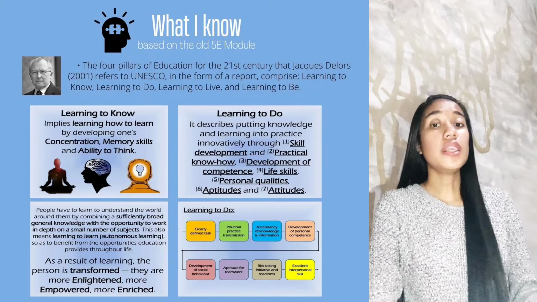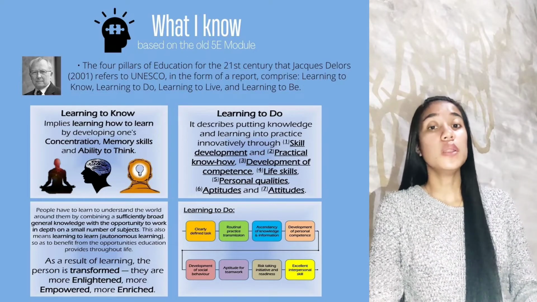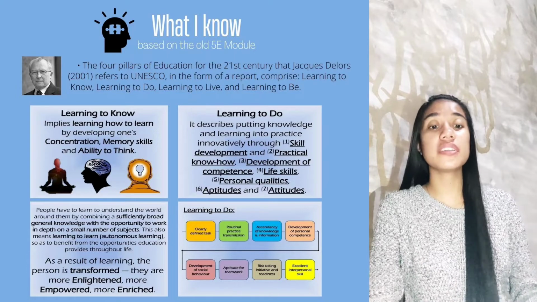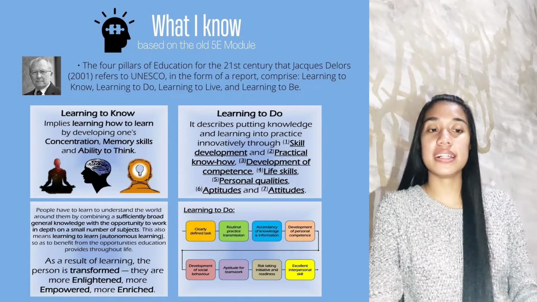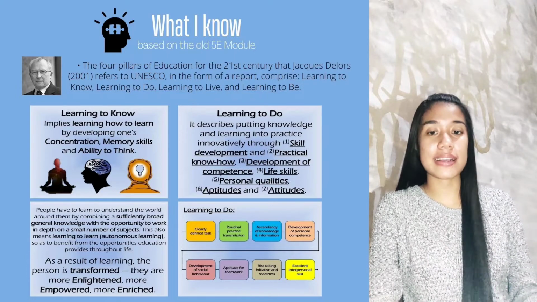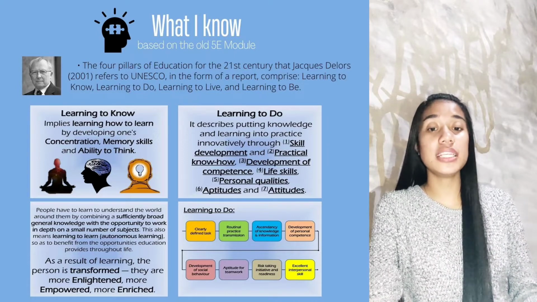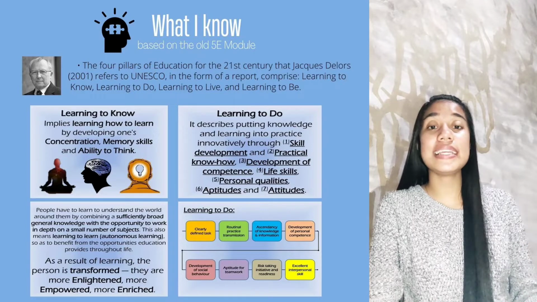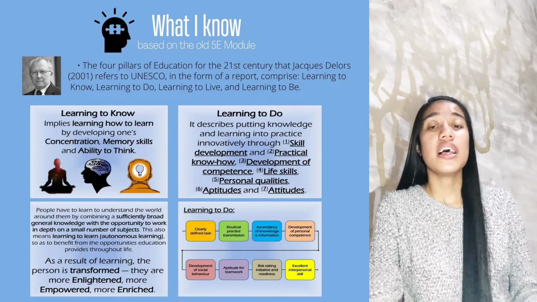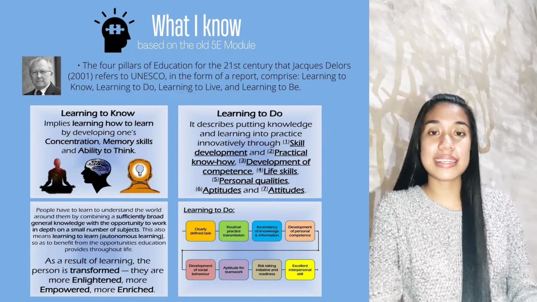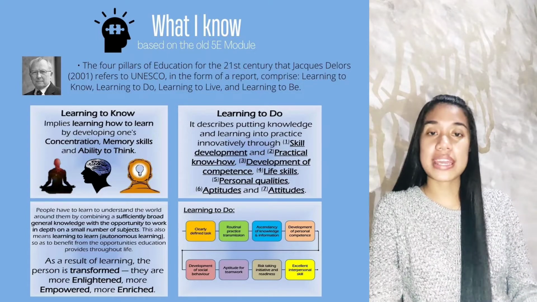Learning to know implies learning how to learn by developing one's concentration, memory skills, and ability to think. Learning to know involves the development of knowledge and skills that are needed to function in the world. These skills include numeracy, literacy, and critical thinking.